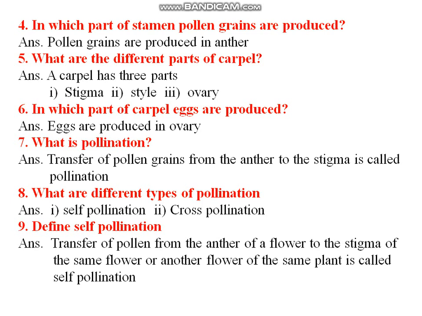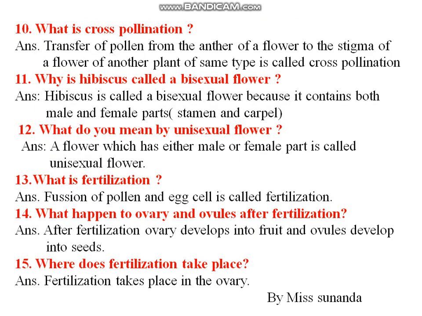I am just going through the definition given here. Transfer of pollen from the anther of a flower to the stigma of the same flower or another flower of the same plant is called self-pollination. Now, what is cross-pollination? Cross-pollination means transfer of pollen grain from the anther of a flower to the stigma of a flower of another plant of the same type. So, transfer of pollen from the anther of a flower to the stigma of a flower of another plant of the same type is called cross-pollination.